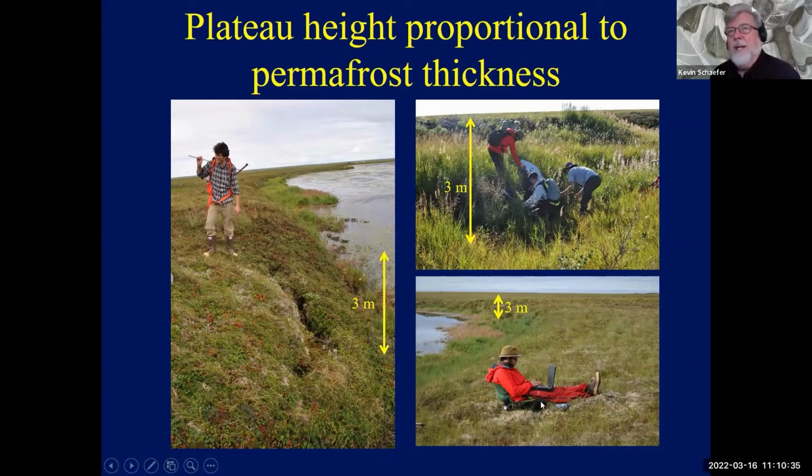In the lower right, we see Andy Parsekian analyzing some data, and you can see right behind him is the wall. The height of this plateau is around 3 meters, and you can't quite tell here because of the perspective, but right behind him, it pretty much drops 3 meters straight down to the edge of the lake. So this is kind of what we're seeing here. And so the height of the peat plateau is proportional to the thickness of the permafrost.